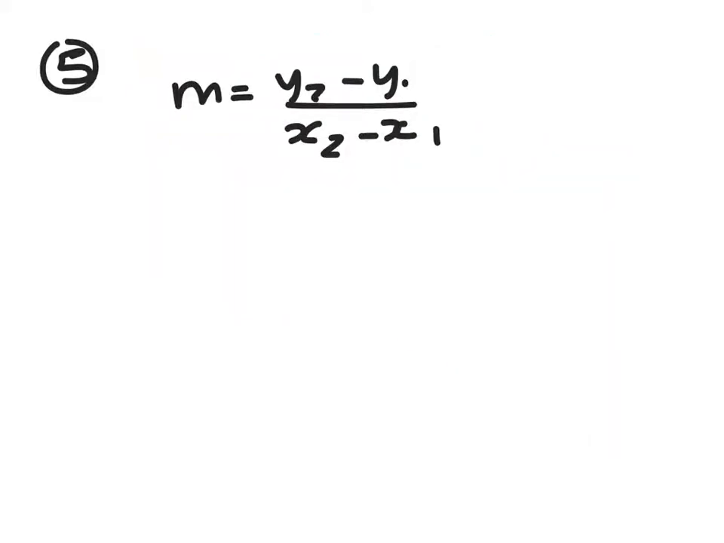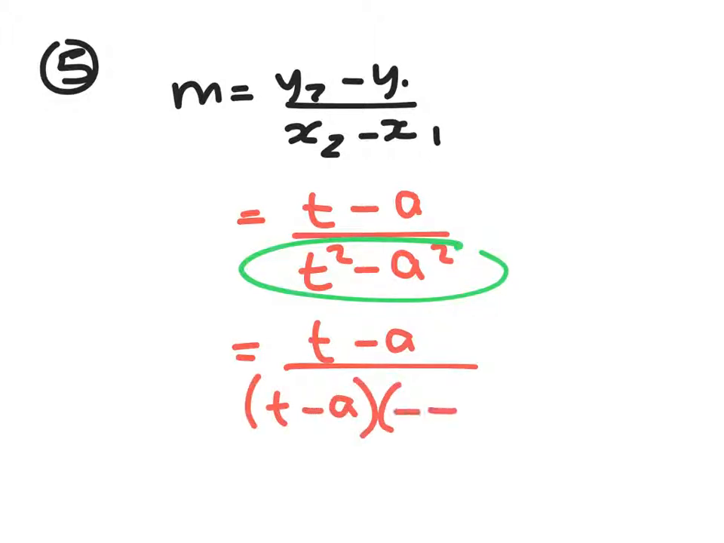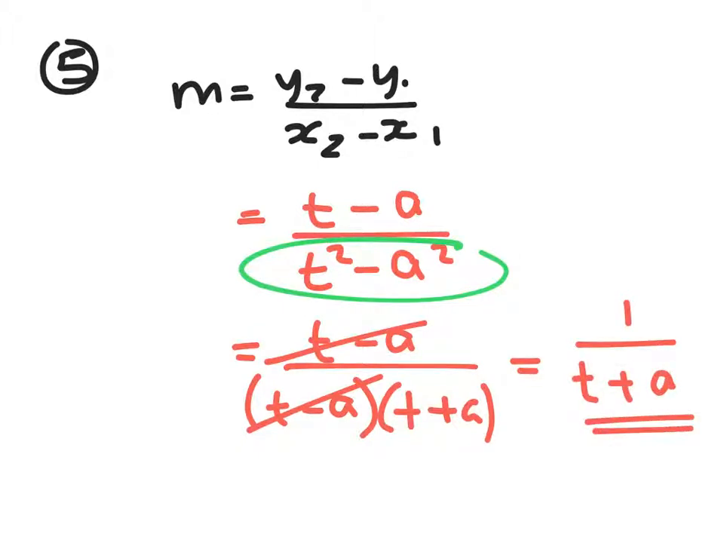Question 5, the gradient. So using the gradient formula, putting the values in that we are given, gives us t take away a over t squared take away a squared. Now you have to simplify this. How are you going to simplify this? Then we need to factorise the bottom. If we factorise the bottom, it's a difference of squares, t minus a, t plus a. The t minus a on the top and the bottom cancel, which leaves us with a 1 over t plus a altogether.